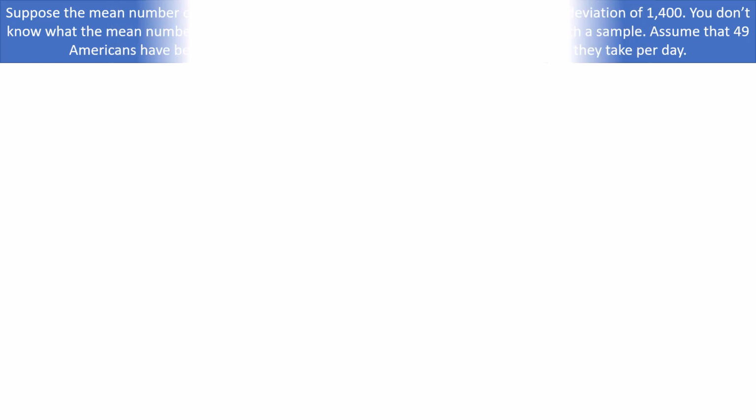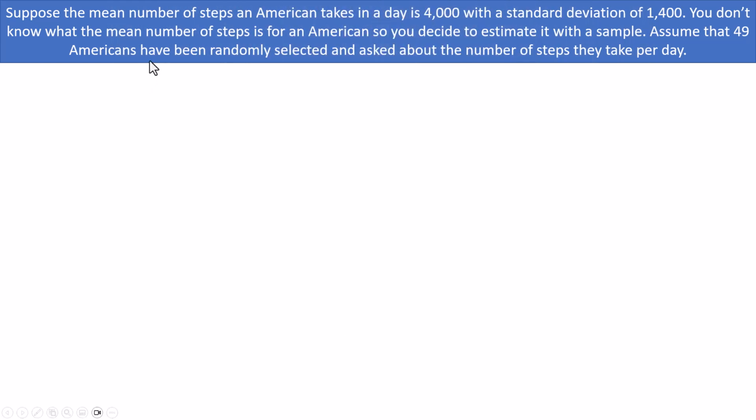All right, so here is a problem for you to try. Suppose the mean number of steps an American takes in a day is 4,000 steps with a standard deviation of 1,400. You, as the researcher, don't actually know this information or know this number. You don't know what the mean number of steps is for an American, but you're going to try to estimate it by taking a sample.